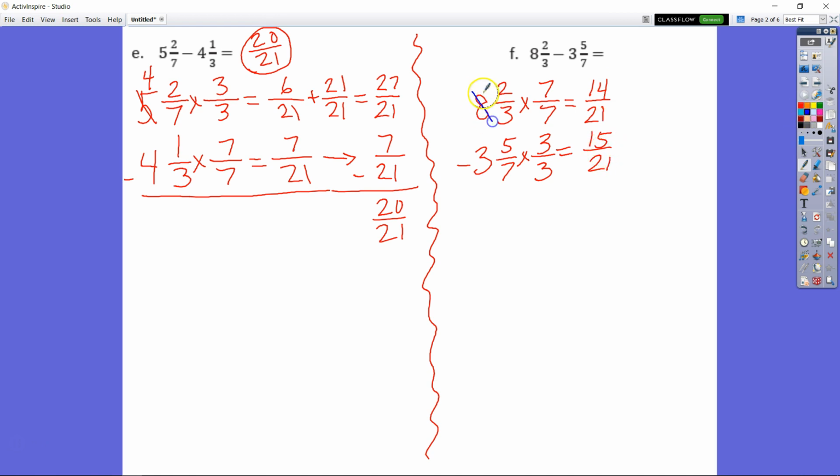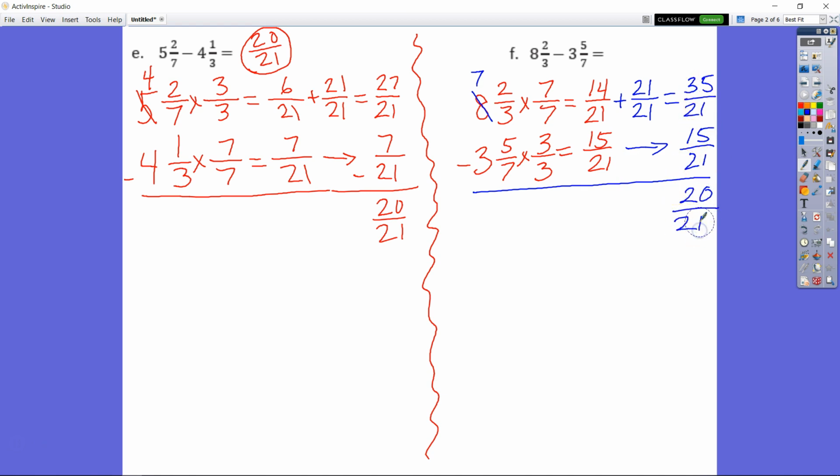I'm going to take one of my wholes. Instead of having 8 wholes, now I have 7 wholes. Well, we know that one whole is equal to anything over itself. So I'm going to take that one whole and turn it into a like denominator of 21. What equals 1? 21 over 21. So now add it together. 1 plus 4 is 5. 2 tens plus 1 ten is 3. 35 over 21 minus 15 over 21. And now I know that 5 minus 5 is 0. 3 tens minus 1 ten is 2 tens. I have 20 over 21.